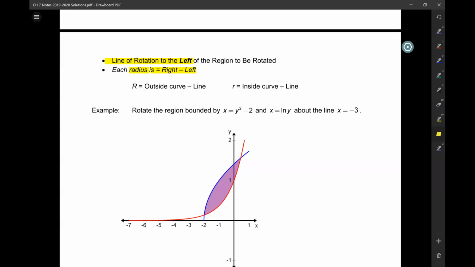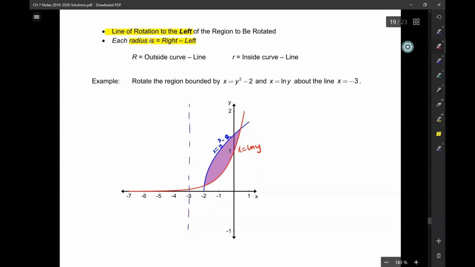So let's take a look at this example. We have the region bounded by x equals y squared minus 2 and x equals ln of y. So this is x equals ln of y, and then the blue is x equals y squared minus 2. We're rotating around the line y equals -3. Okay, so I have two radii here. I have the red radius and I have the blue radius. So let's take each of the radii separately.